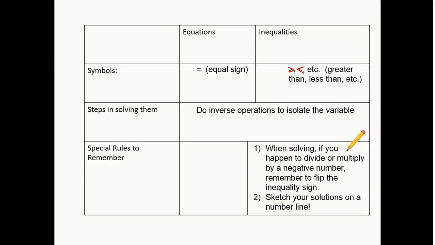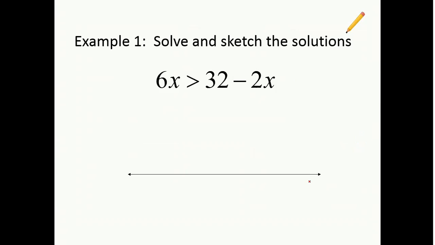When you're solving an inequality, if you happen to divide or multiply by a negative number, you need to flip the inequality sign. You really just got to remember that you got to do that. And you're going to find yourself solving an equation and you're going to realize you didn't do it. Just be careful, keep that in the back of your mind so that when you come to it, you kind of just go, oh yeah, I need to flip. And I'll show you when that happens. And then you also need to be able to sketch your solutions on a number line, which we'll talk about in a little bit.